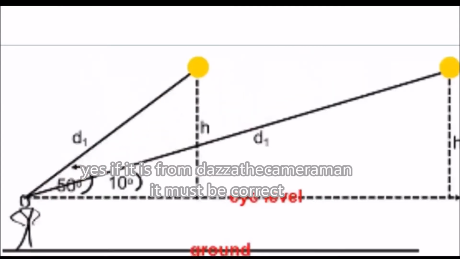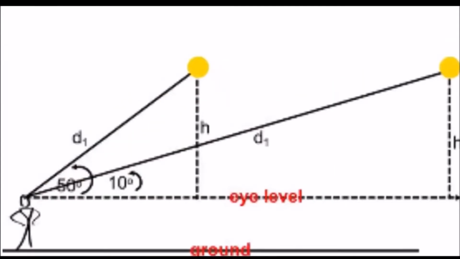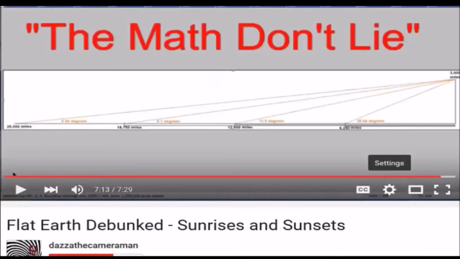Same as this guy, Daz, the cameraman or something is his name. He has a video out and he shows this picture. And it's the same thing. It still shows a parallel sun to the ground. And instead of moving the sun, he's moving the observer. But it's the same diagram. If you flip it upside down, it looks identical. Anyway, so it's the same notion.